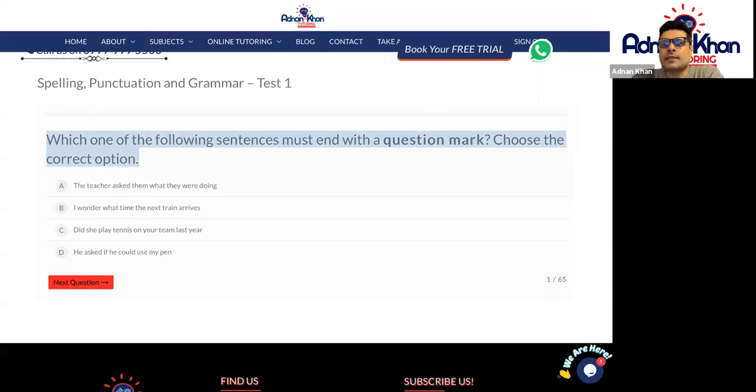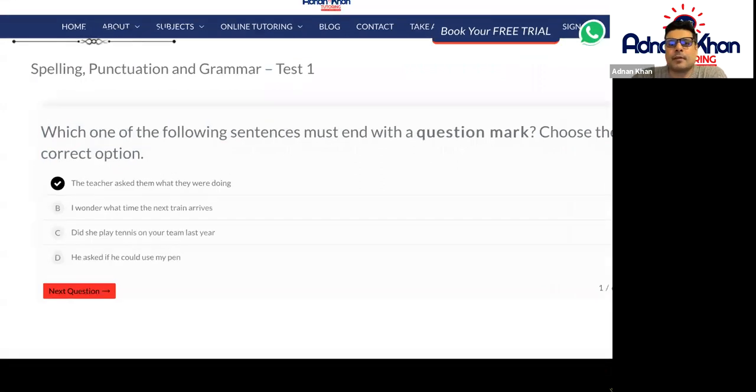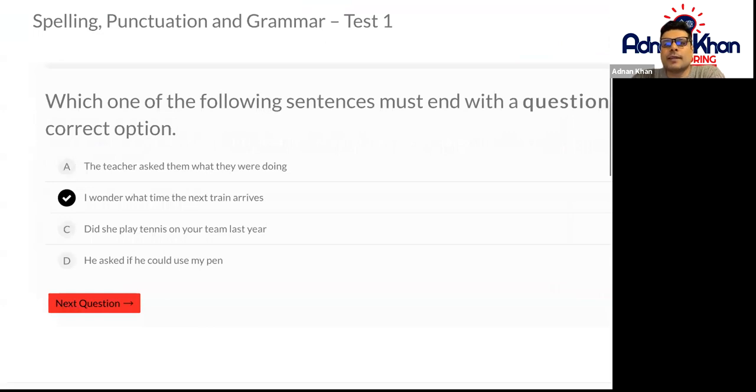So which one of the following sentences must end with a question mark? So let's have a look at these questions. So the first one states, the teacher asked them what they were doing. Okay. B, I wonder what time the next train arrives. C, did she play tennis on your team last year? Or D, he asked if he could use my pen.